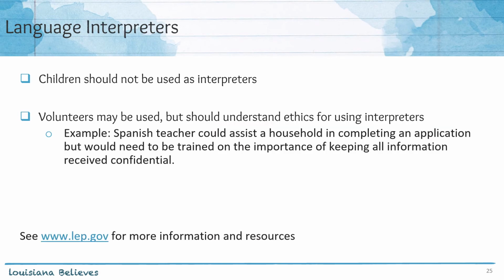Language interpreters. Language interpreters can be helpful when dealing with someone with limited English proficiency. Volunteers may be used, but they should understand the ethics required when using an interpreter. For example, a Spanish teacher could assist a household in completing a meal application, but would need to be trained on the importance of keeping all information confidential. Also, children should not be used as interpreters.